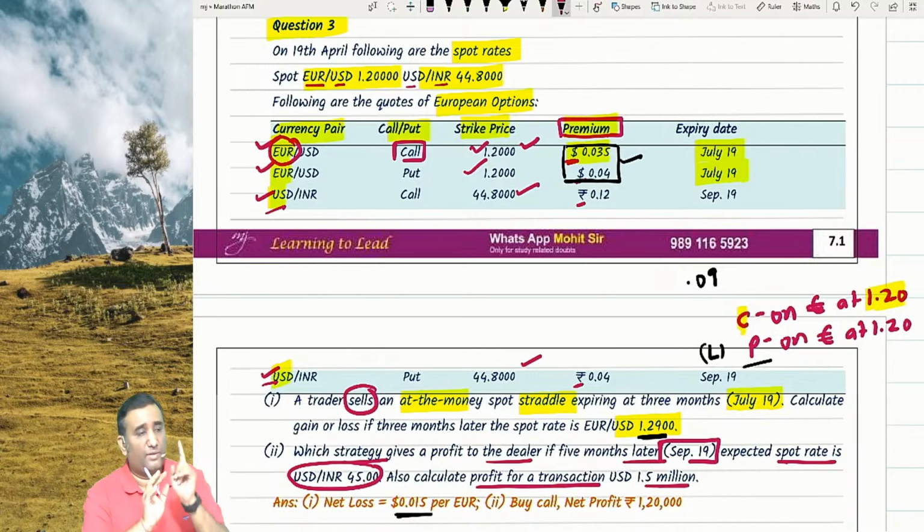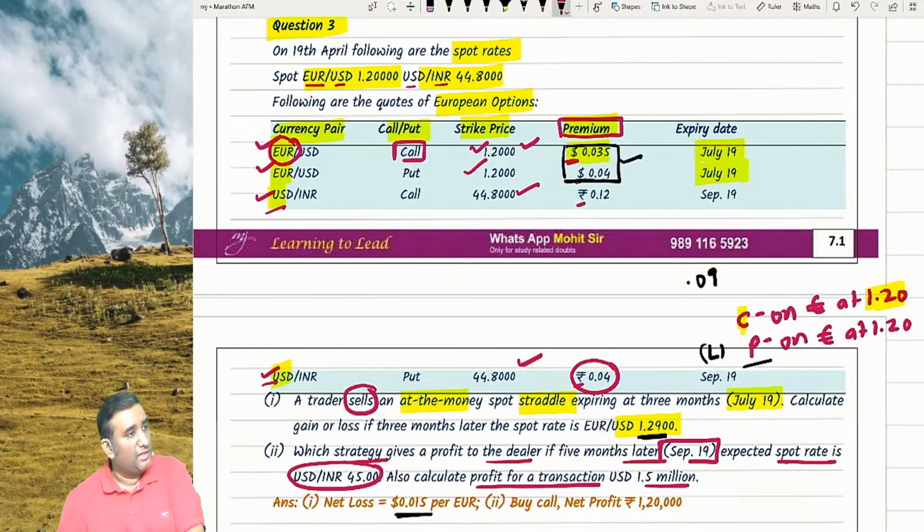I have shown both, but we'll do it in the exam once. How will you do it? We'll do it this way. Let's suppose you become a put writer. Put writer you become at 44.8 and price becomes what? 45. Put option would lapse. How much premium will you receive? 0.04. That means put writing will give you 0.04.